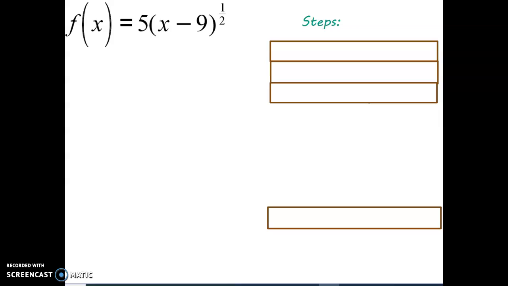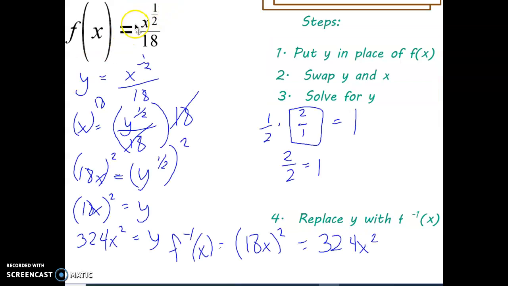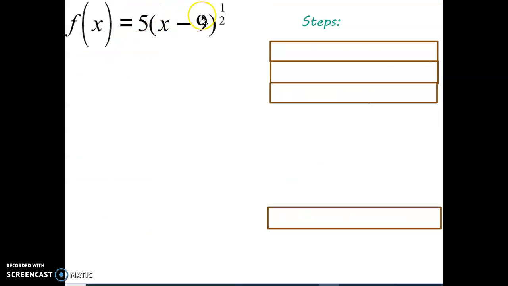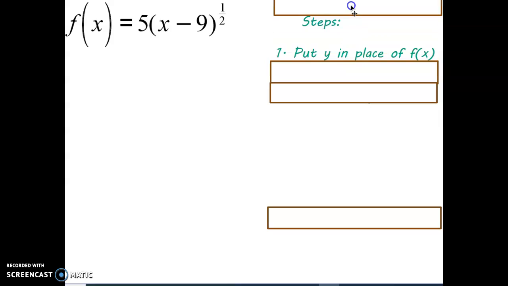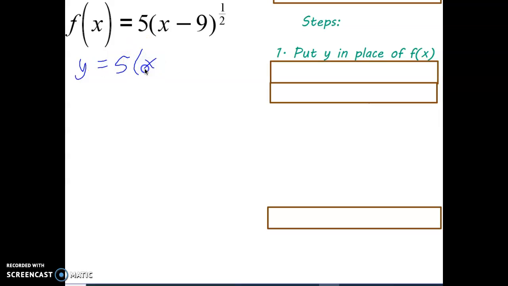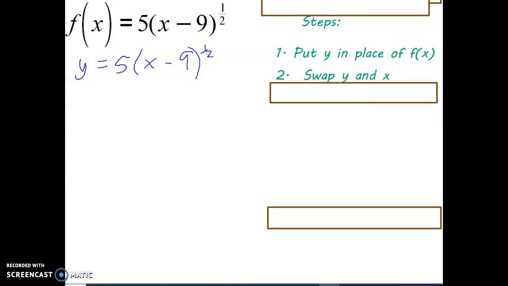All right, let's try this one. This time, again, a little bit different because now I've got not just x to the 1/2 like I had here, right? You see I just have x to the 1/2. Now I've got x minus 9 all together to the 1/2. So let's see what we're going to do with this one. Start off the same. Nothing changes at the beginning. Replace f of x with y. Okay, good first step. Now let's swap out the y and the x.